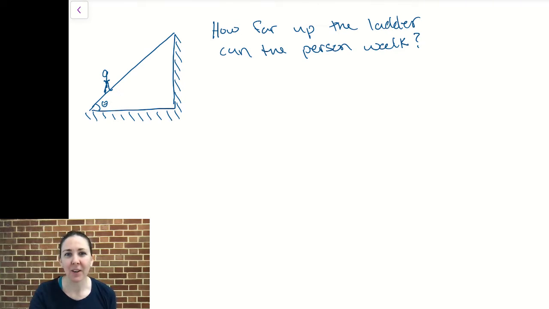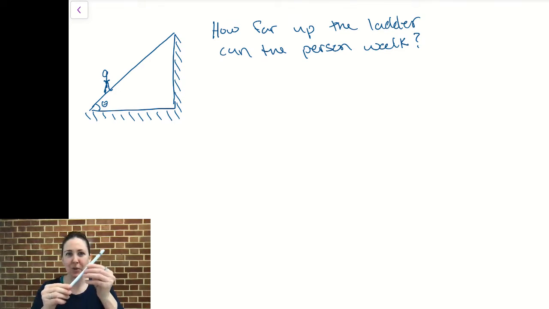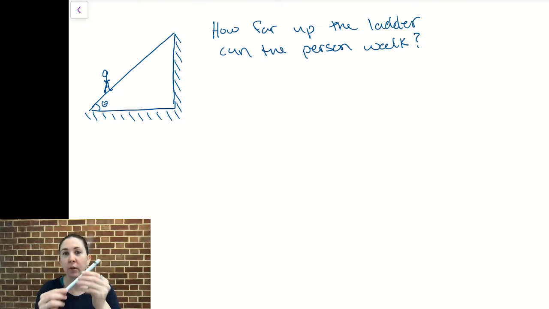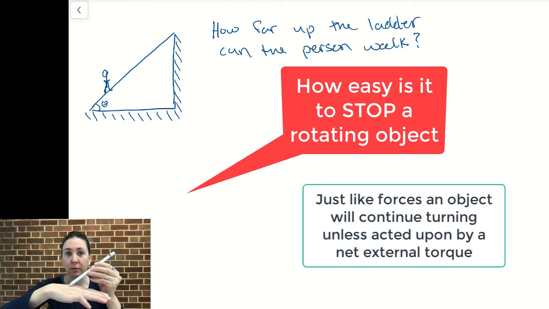Dr. P here. This video I'm going to give an example problem of calculating torque and equilibrium. The problem is a person who leaned a ladder against the wall, walks up the ladder, and the question is how far up the ladder can he get before the ladder slides down. So for this problem, there's going to be some friction with the floor.